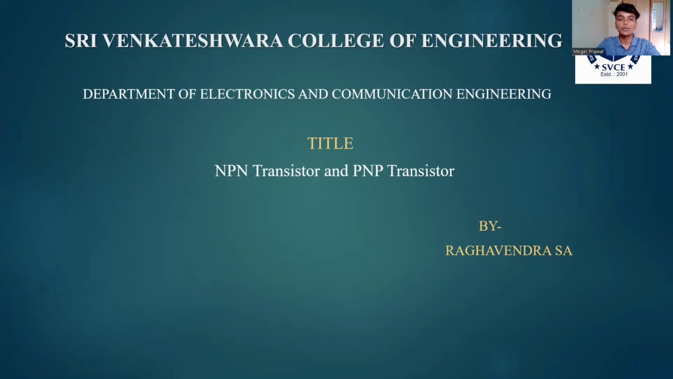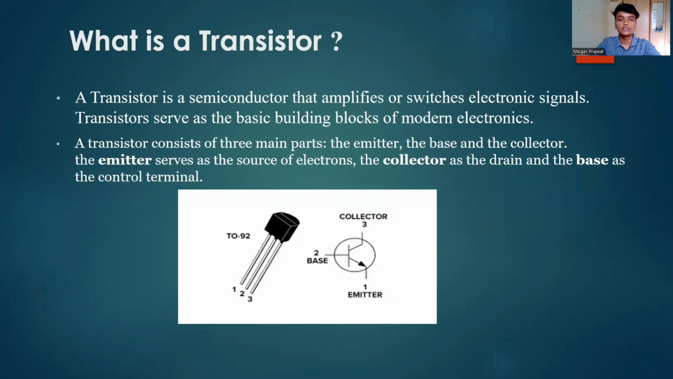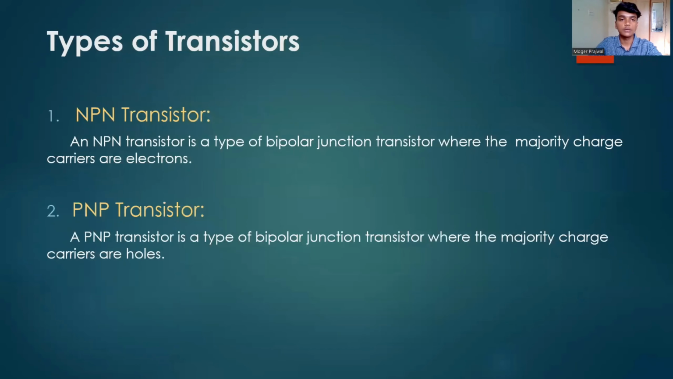Today I am going to explain about the topic NPN transistor and PNP transistor. What is a transistor? A transistor is a semiconductor that amplifies or switches electronic signals. Transistor serves as a basic building block of modern electronics. A transistor consists of three main parts: the emitter, the base, and the collector. The emitter serves as the source of electrons, the collector as the drain, and the base as the control terminal.